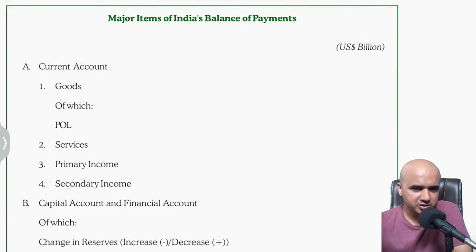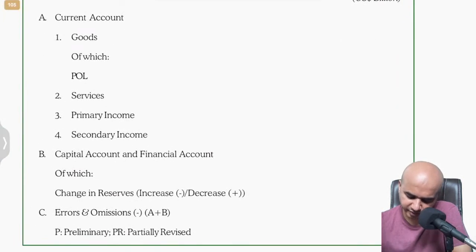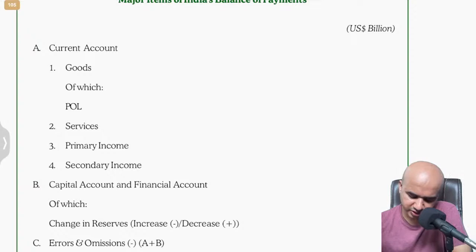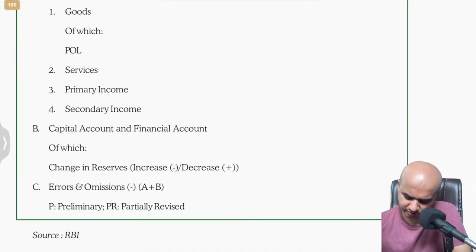Major items of India's balance of payments. What all do we sell actually? Goods, services, primary income. Okay.